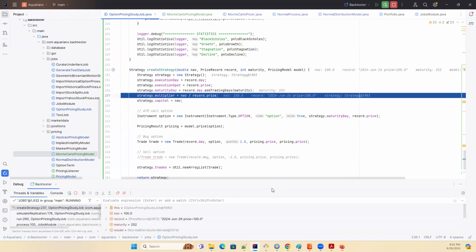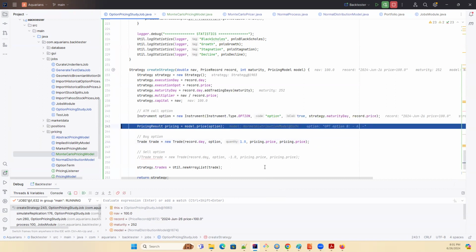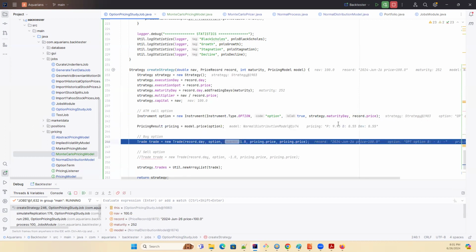Essentially, we buy or sell an option. For buy, we use positive. For sell, we use negative quantity. So what option? Well, the strategy matures in 1 year from now. It's an ATM, at the money option, which means that the strike price equals the current stock price. And we are pricing it using the different pricing models, in this case, Black-Scholes. So with Black-Scholes, we have a price of 9.95 and a delta.